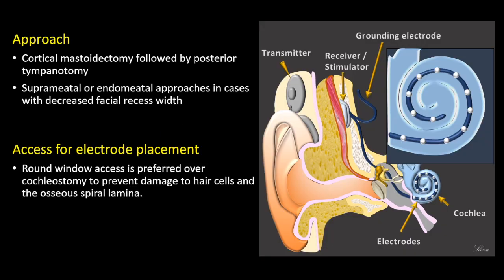We will now discuss a few important tips for the preoperative evaluation of cochlear implantation. A few points about surgical approach. A cortical mastoidectomy is performed followed by posterior tympanotomy to access the middle ear cavity. The cochlear opening is performed usually via the oval window, and this is preferred over a cochleostomy to prevent damage to the hair cells and the osseous spiral lamina.